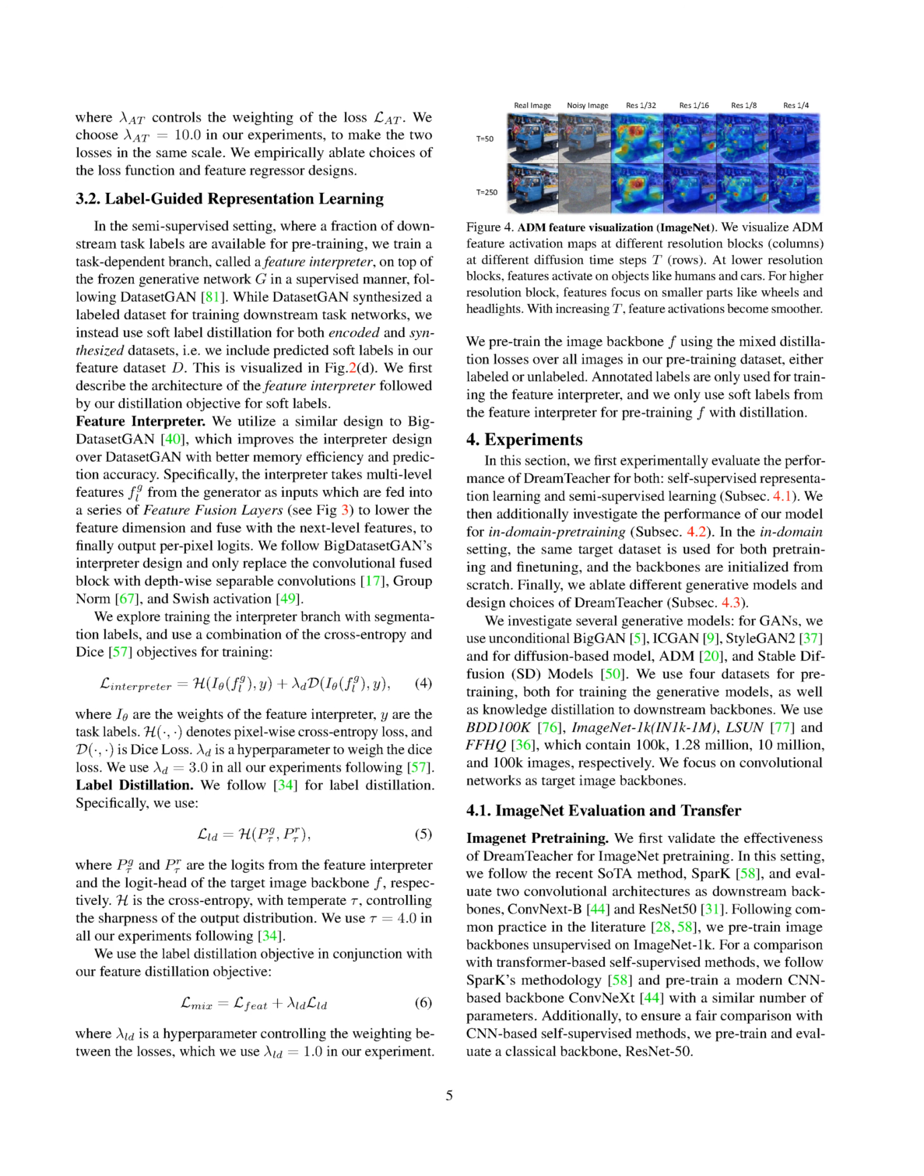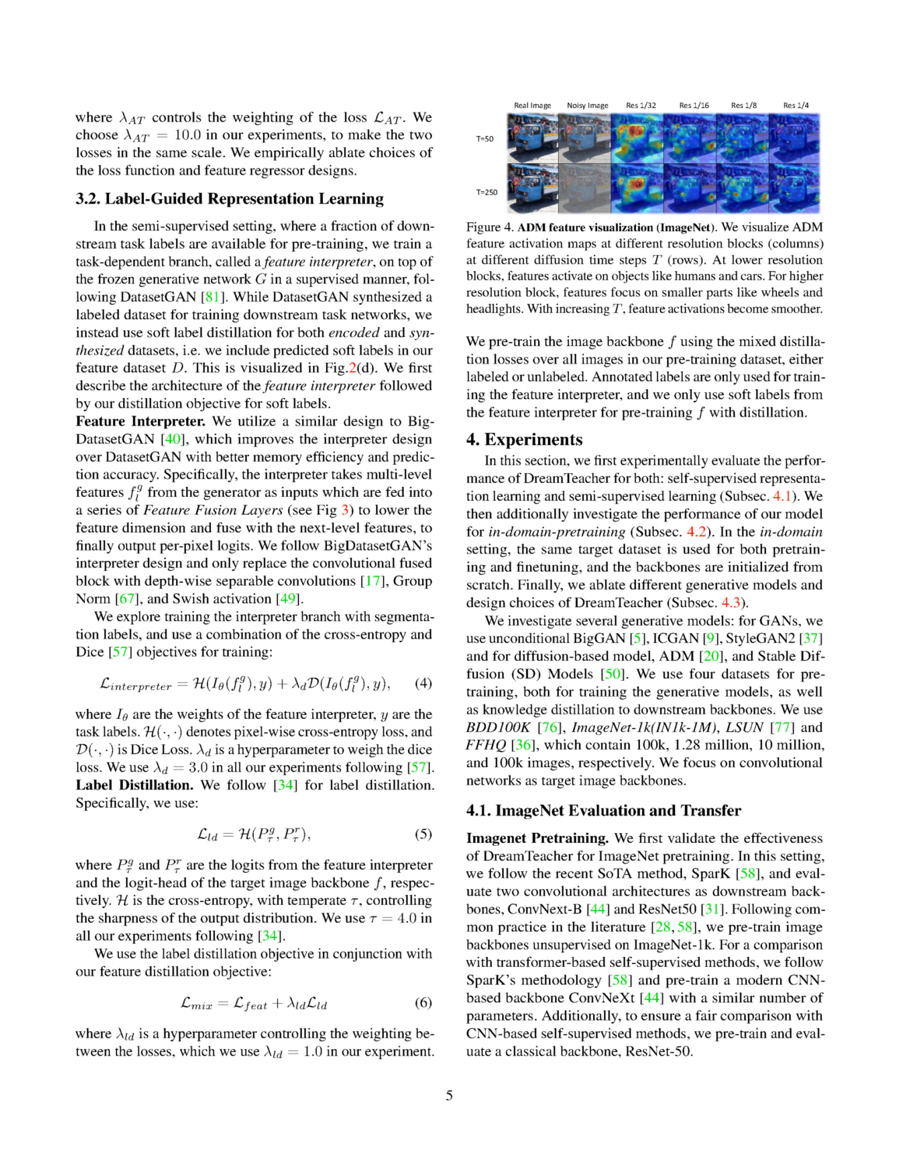Let's talk about the structure of the feature interpreter and our distillation goal for soft labels. The feature interpreter is designed similarly to BigDatasetGAN, which enhances the interpreter design of DatasetGAN by improving memory efficiency and prediction accuracy. The interpreter takes multi-level features from the generator as inputs. These inputs are processed through a series of feature fusion layers, as shown in the figure, to reduce the feature dimension and combine with the next level features, ultimately producing per pixel logits.